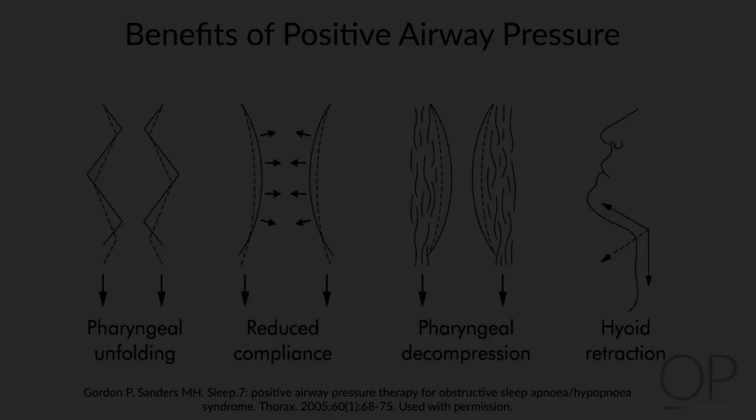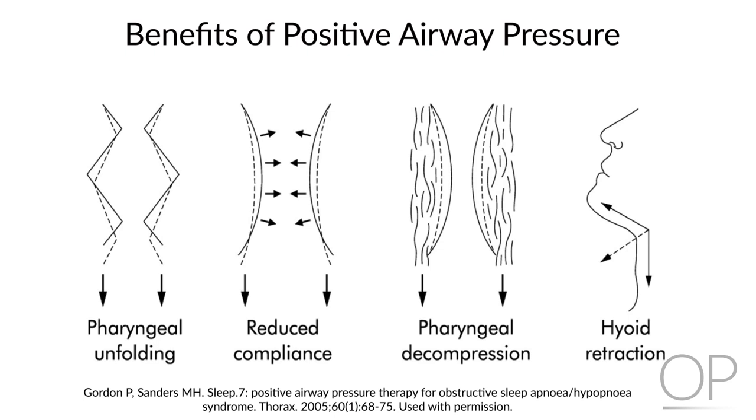So now, understanding the video, it is a cartoon of the upper airway diagram and shows how positive airway pressure therapy helps the airways. It's basically stenting. It's a pneumatic stent which stabilizes the airway. First, it causes pharyngeal unfolding.